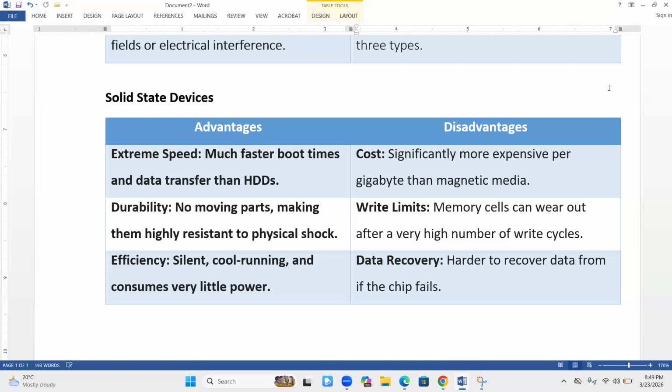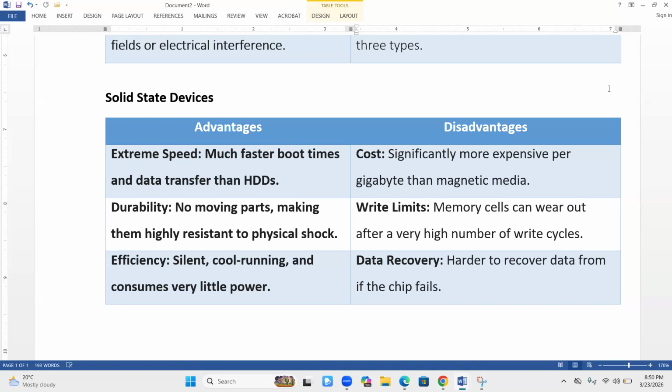Then the efficiency of these solid state devices: there is no cooling needed and they also consume very little power. So these are the advantages of solid state devices.